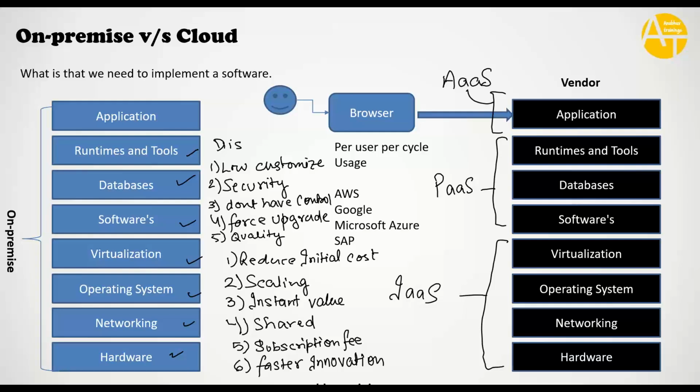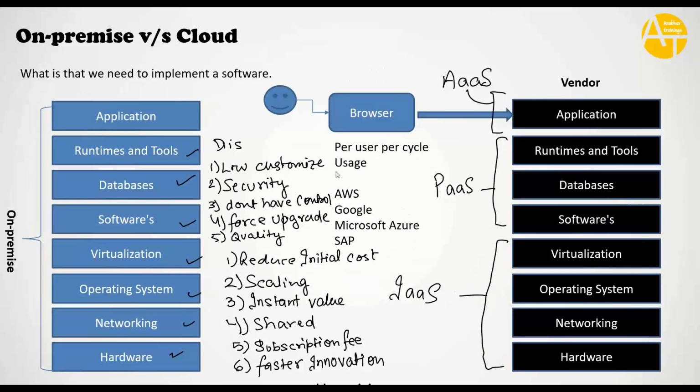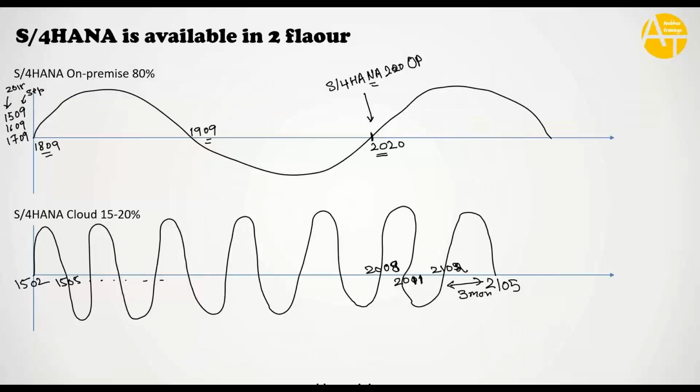So if you go ahead and buy SAP S4HANA, it's available in both flavors, on-premise or cloud, and you can choose either option. As of now, 80% of SAP customers are going with S4HANA on-premise. The reason is flexibility. Companies can modify, tweak, and customize an on-premise solution very heavily, but a cloud solution cannot be customized so heavily. So we discussed the basics of S4HANA.